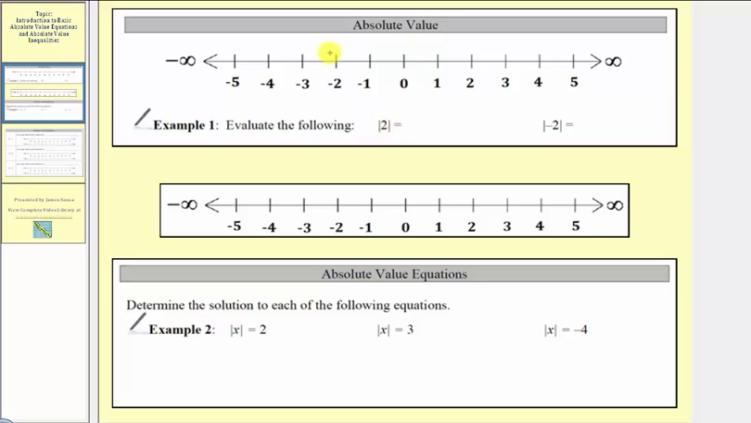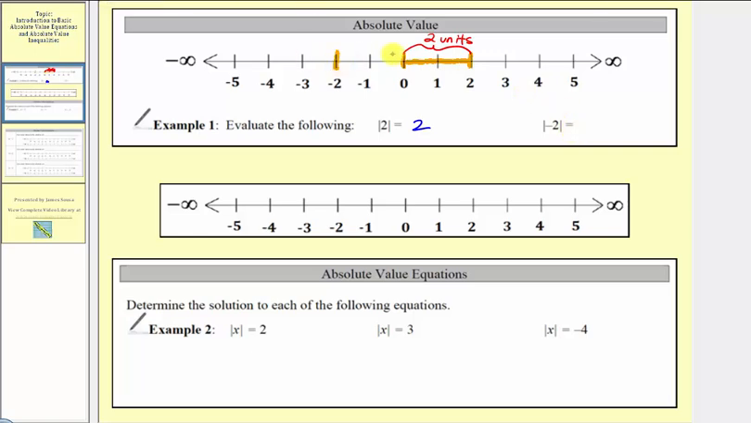So for the absolute value of 2, since here's 0 and here's 2, this distance here will give us the absolute value of 2. And notice how this distance is equal to 2 units, and therefore the absolute value of 2 is 2. Because the absolute value of a number is a number's distance from 0, we know distance cannot be negative.